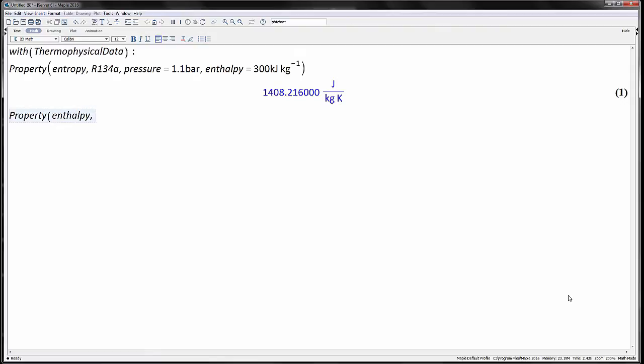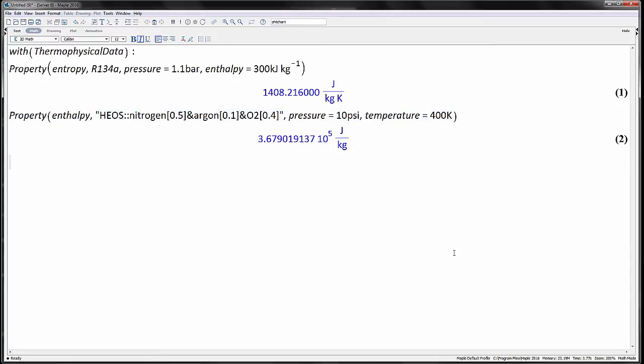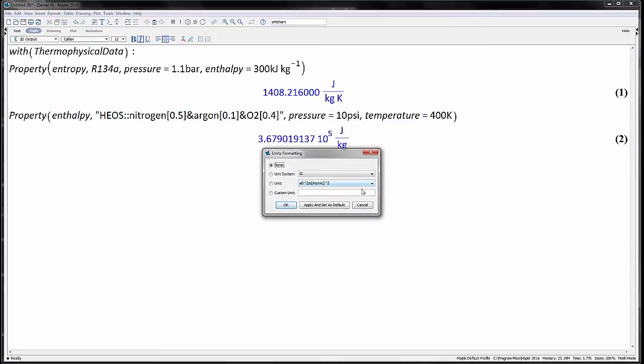Here, we calculate the enthalpy of a mixture of 50% by mole nitrogen, 10% by mole argon, and 40% by mole oxygen using temperature and pressure as states. We can then rescale the result to any dimensionally consistent set of units.